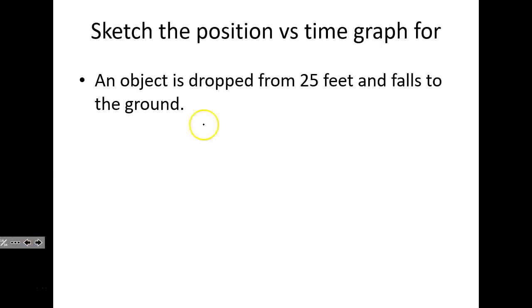So let's say that we have an object, a steel ball again, dropped from 25 feet. We now have gravity, so it's going to fall to the ground. Okay, so we want to sketch the ball. Let's say that this is at 25 feet, and down here is 0 feet. The ball is going to fall, and it's going to accelerate as it goes through that 25-foot fall.